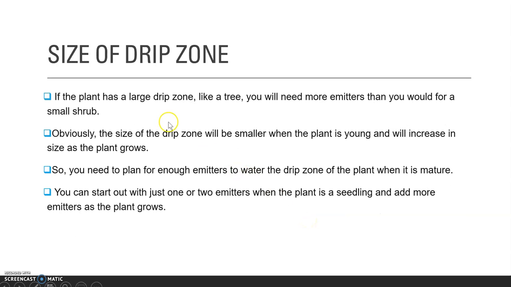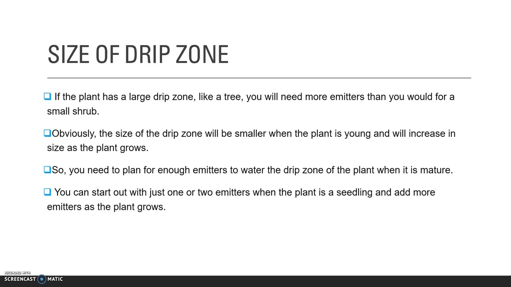Next is the size of the drip zone. If a plant has a large drip zone like a tree, you will need more emitters. For example, a tree has large roots and at the same time a large area and large structure, so we need to give a lot of water. This is obviously clear, even a child can say this. The size of the drip zone will be smaller when the plant is young. If you have planted smaller trees, the structure is small, so we need to supply a small amount of water.